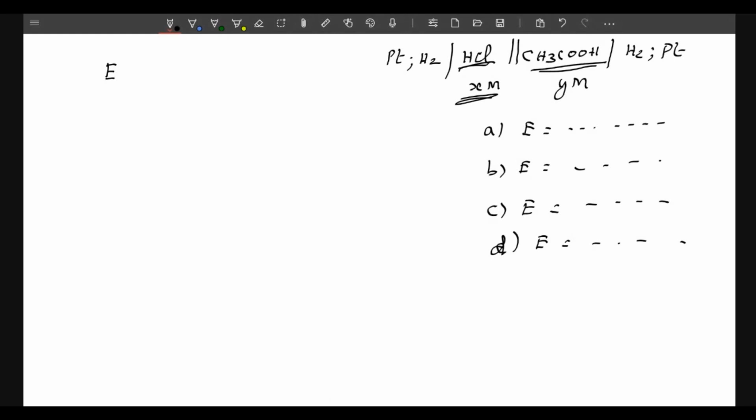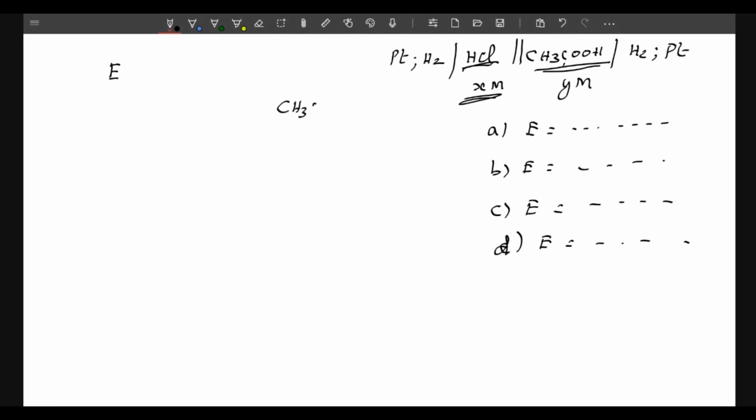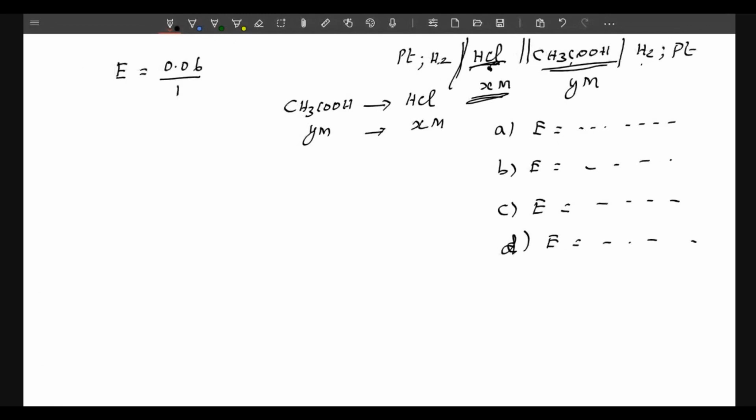And what is the net reaction according to this? The net reaction to be used is from the acetic acid, concentration Y molar, to the HCl concentration. This is the net reaction, because this is the reactant and the HCl is the product. We take this as A2 and the given one as A1. Here X molar. E is equal to 0.06 by the number of electrons transferred, which is 1. If it is 2, you have to raise the power to 2, and take the log of the activity, the first one divided by this one.